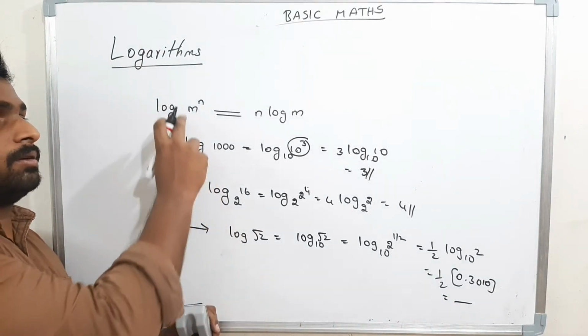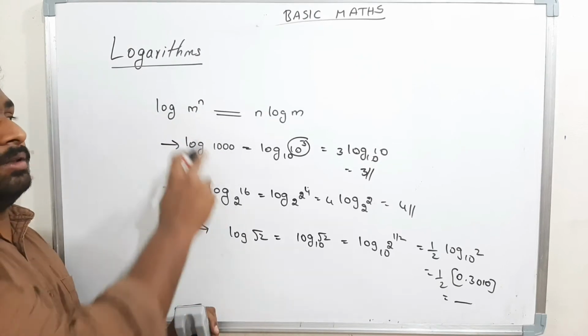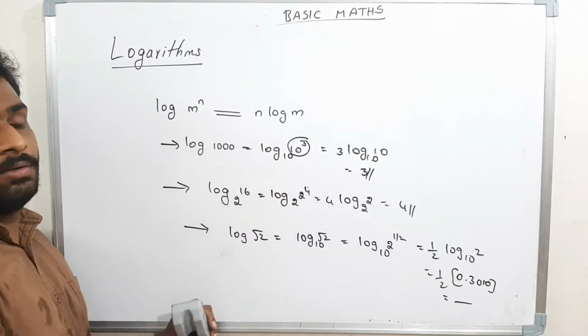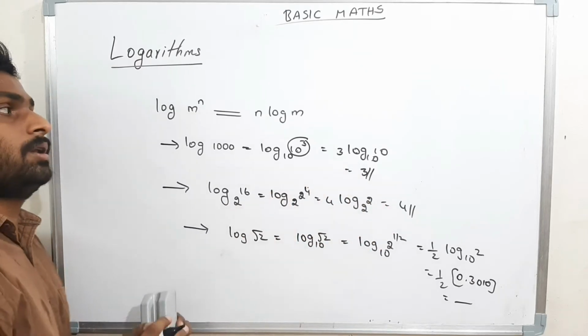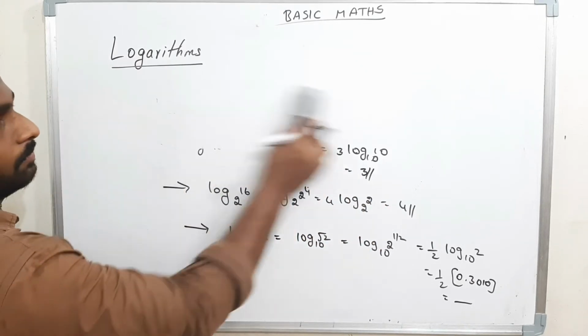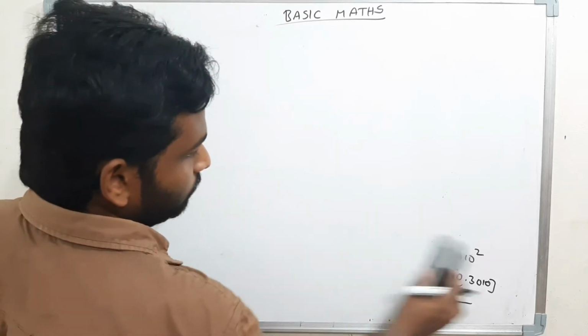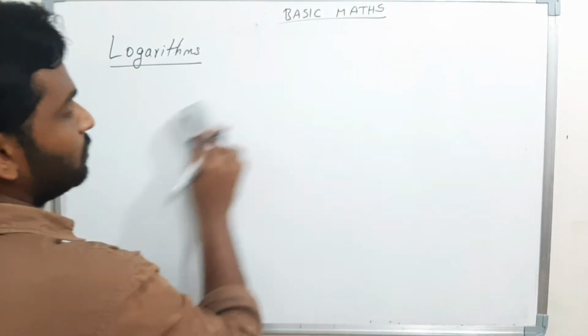I think this is clear. Log m power n: when nothing is given, take the base as 10. And when the values of the bases are given, take those values. Next formula. This is an important formula, please remember this.